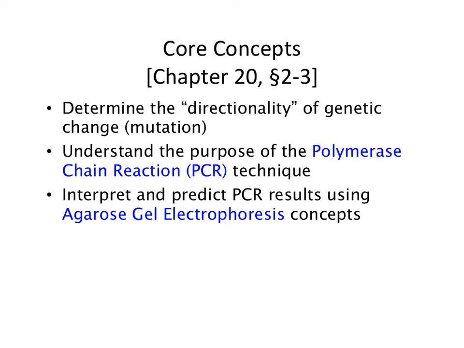So we've already talked about determining the directionality of change. In short, to summarize, the rule was you look at a lot of information, you figure out what is the majority, and that's what we call normal, common, typical, wild type. Mutant versions are the odd ones out.